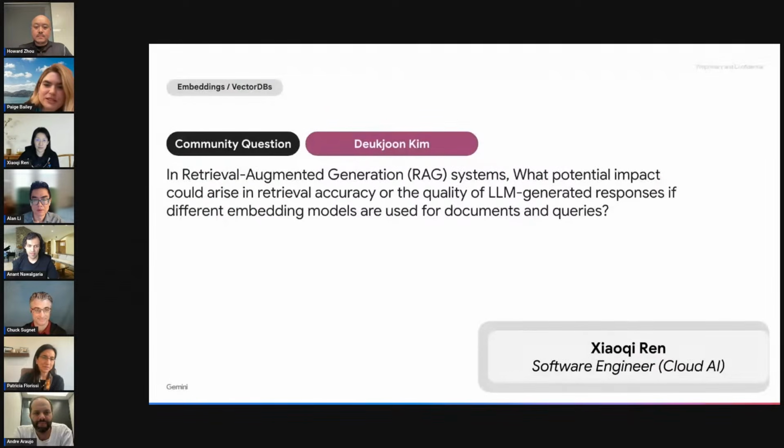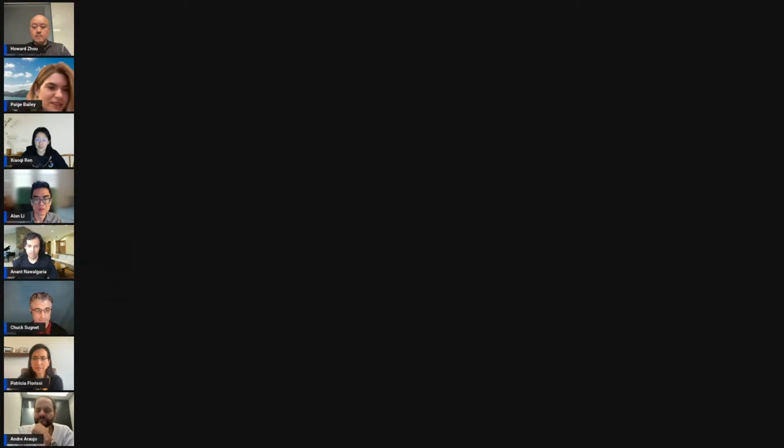Next question. In retrieval augmented generation, so these RAG systems, what potential impact could arise in retrieval accuracy or the quality of LLM generated responses if different embedding models are used for documents and queries? So Xiaoqi, do you want to answer this one? Yes. So thanks, Paige. Hi, I'm Xiaoqi Ren.